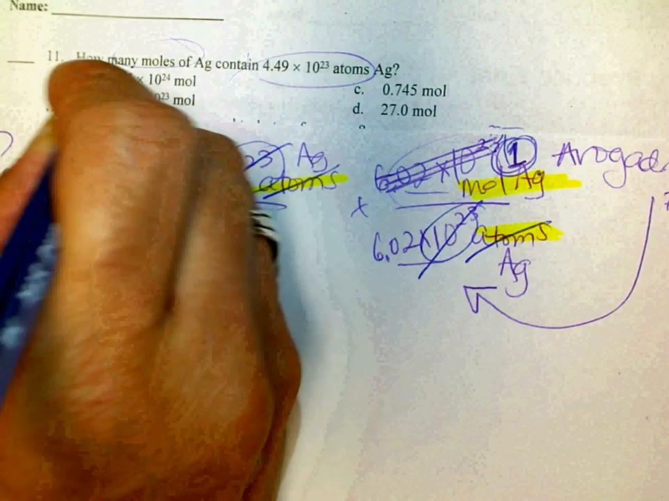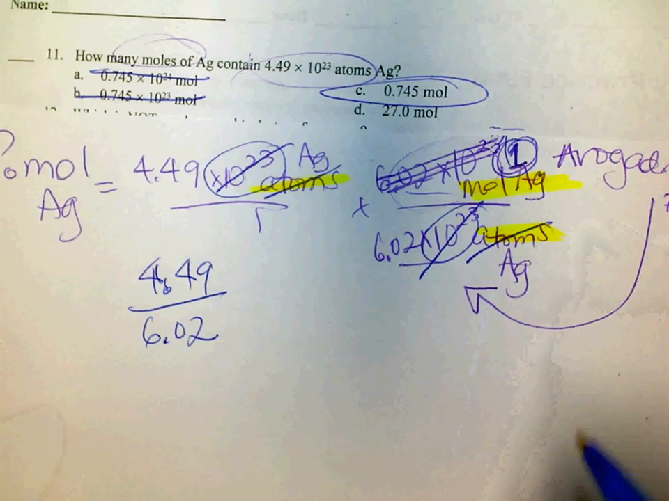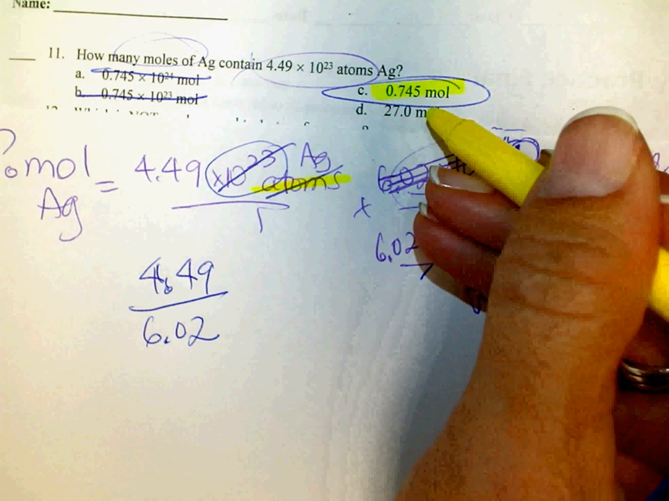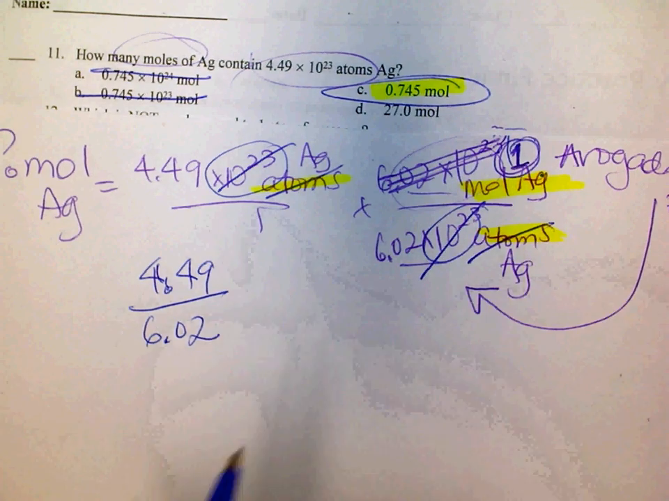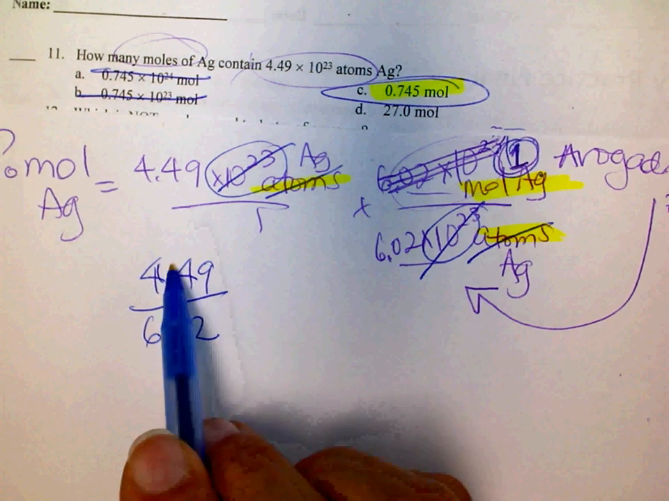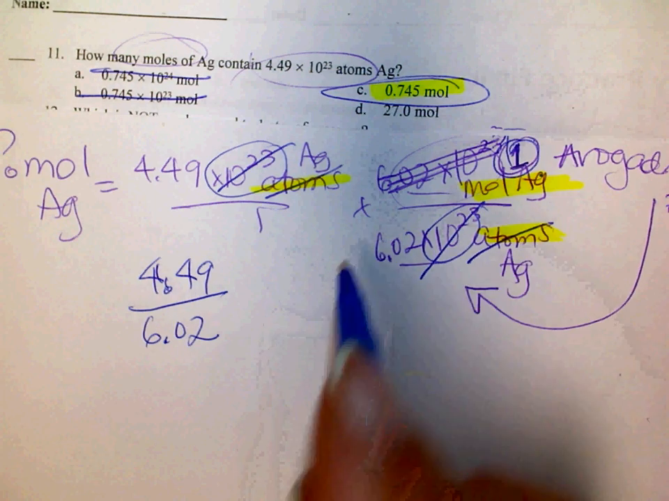You know it's not going to be this. It better be this because that is less than 1. How do you think they calculate this answer D? They probably do multiply. 4 times 6 is 24, so that's probably very close to that. So you get C for your answer.